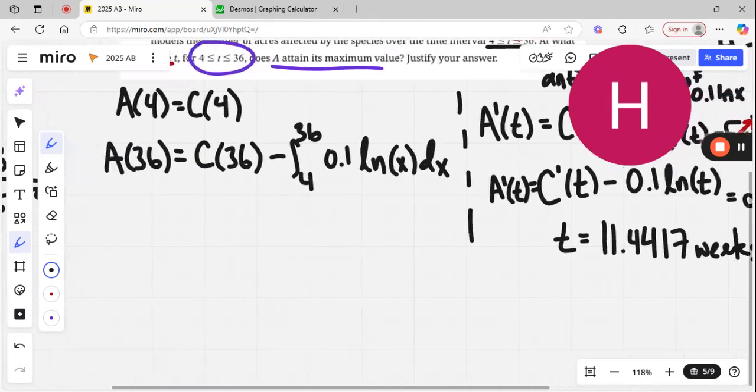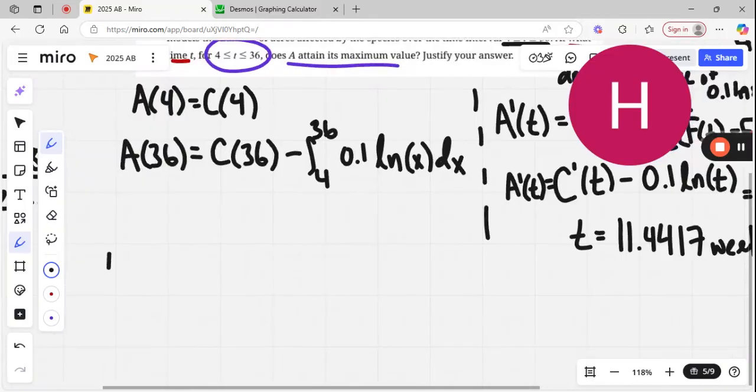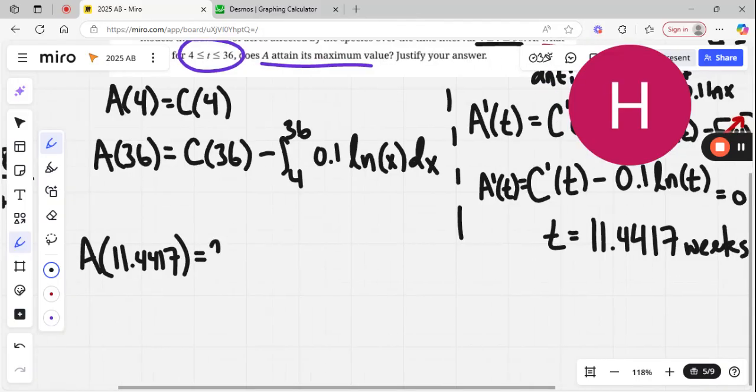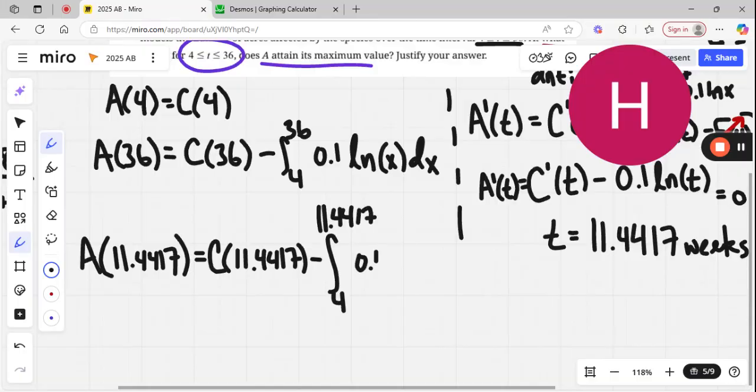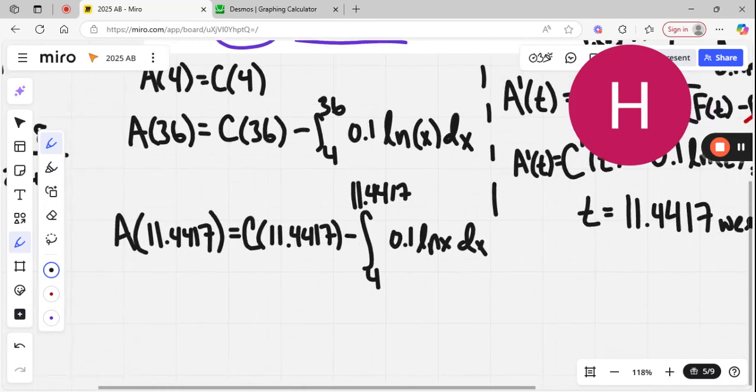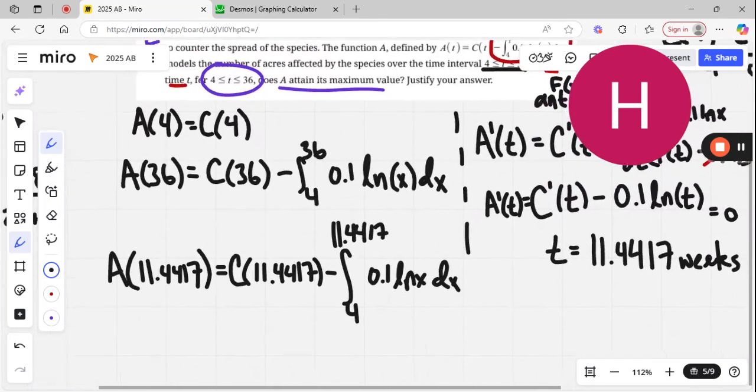So our other candidate here is going to be A of that time, A of 11.4417, which is simply going to be C of 11.4417 minus the integral from 4 to 11.4417 of 0.1 ln of x dx. Okay, so we're going to compare all of those to see which one is maximum.